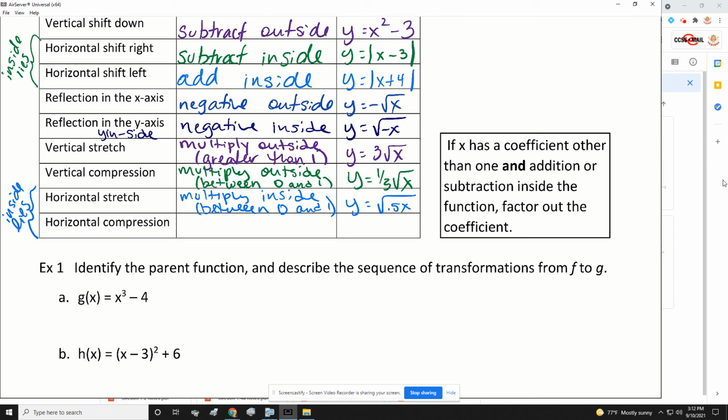And then horizontal compression is still multiplying inside. But because the inside lies, a big number is going to compress, so greater than 1. So that would be like y equals the square root of 2x.